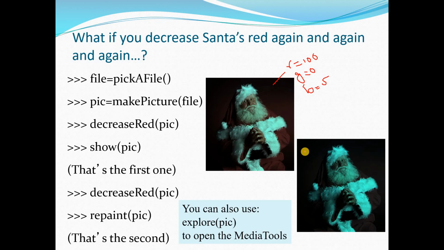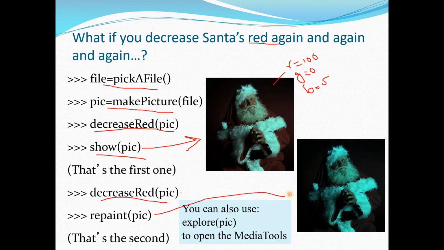So this is what happens. When you reduce the red color again and again, it will become almost black. Here I think they have applied the decrease red 2 times. So here you see, pick a file, make a picture, you apply the decrease red 1 time and show this picture. So it is this one over here. This is a little bit reduced red. The second time you apply the decrease red again and you repaint the picture. So it is this one. I told you before, show and repaint are almost the same thing. The only difference is that repaint will refresh that image.